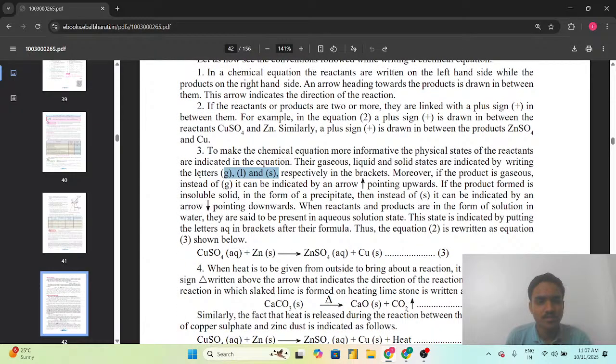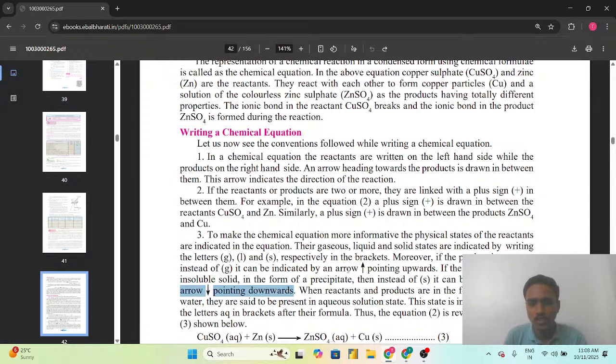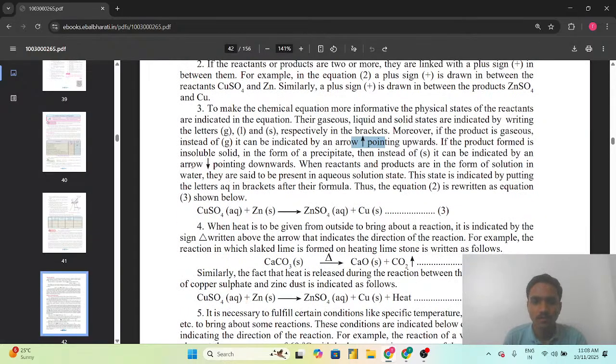Moreover, if the product is gaseous, instead of the G, it can be indicated by an arrow pointing upwards. If the product is insoluble in the form of a precipitate, then it is indicated by an arrow pointing downwards. So if we get a product which is gaseous, we can represent it with the upward arrow, and if there is the formation of a precipitate, we can show it with the help of the downward arrow.